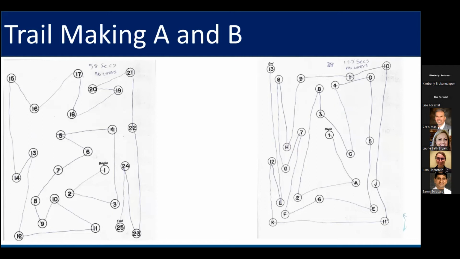This is trail making A on the left. You could see he had no errors. Again, this is for visual spatial and for attention, but it took him almost 1 minute. And we say that the cutoff point is 30 seconds or less. So he was a little late. And this is trail making B. And it actually took him a long time, and he struggled with that too.